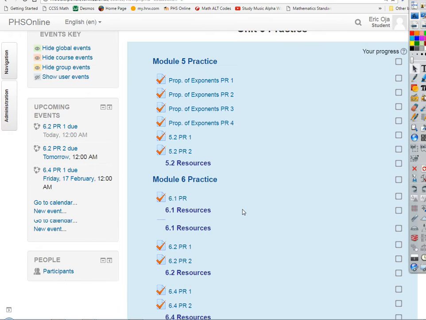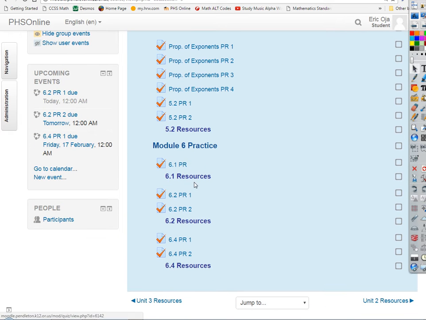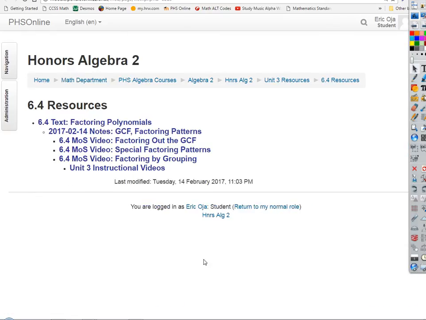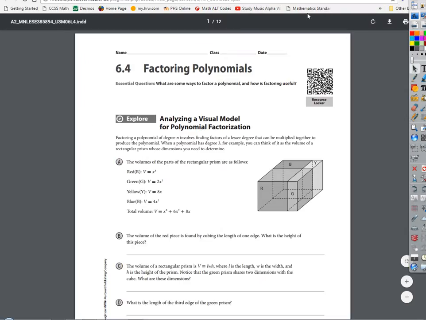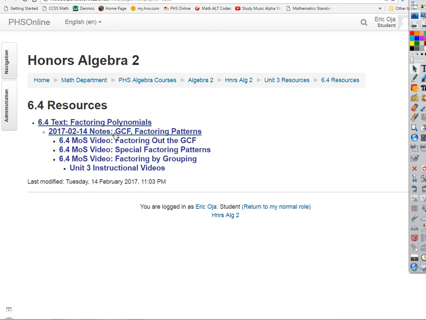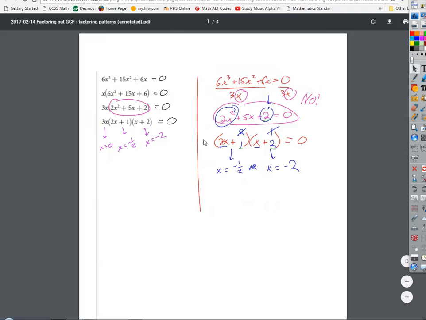So you've got the Module 6 practices. There's going to be all the practices for a given section in the book. And then if I go down and click on something like, for example, the 6.4 resources, it'll open up a new page, and it's got links to all the resources there. And they're kind of in outline form. So if I click on this, it opens up the textbook. If I click on this level, it's going to open up the lecture notes.